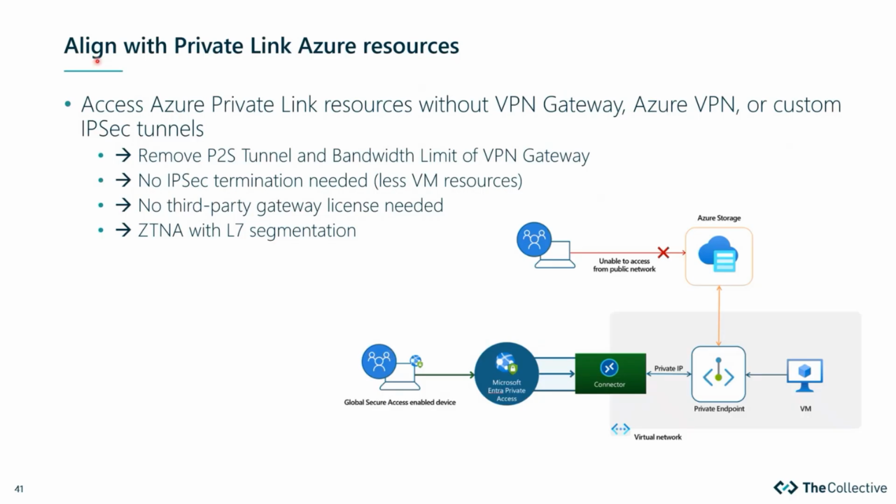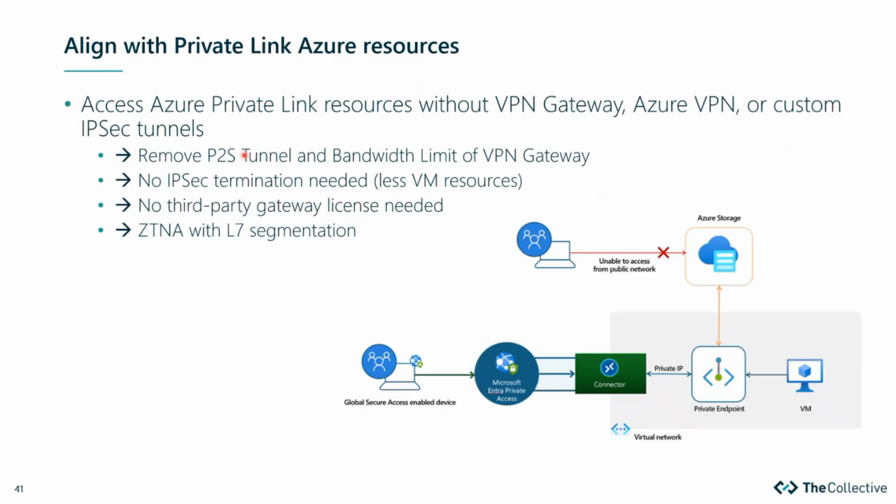So here are a couple of things we mention: removing the point-to-site tunnel with bandwidth limits with a VPN gateway, because that's traditionally what most customers do. They deploy a VPN gateway in Azure and then give access this way. There are some bandwidth limitations with that, depending on how many users you tunnel. So we can be more flexible with that. There is no IPsec termination needed in Azure, so you will probably need fewer VM resources. There is no third-party gateway license needed.